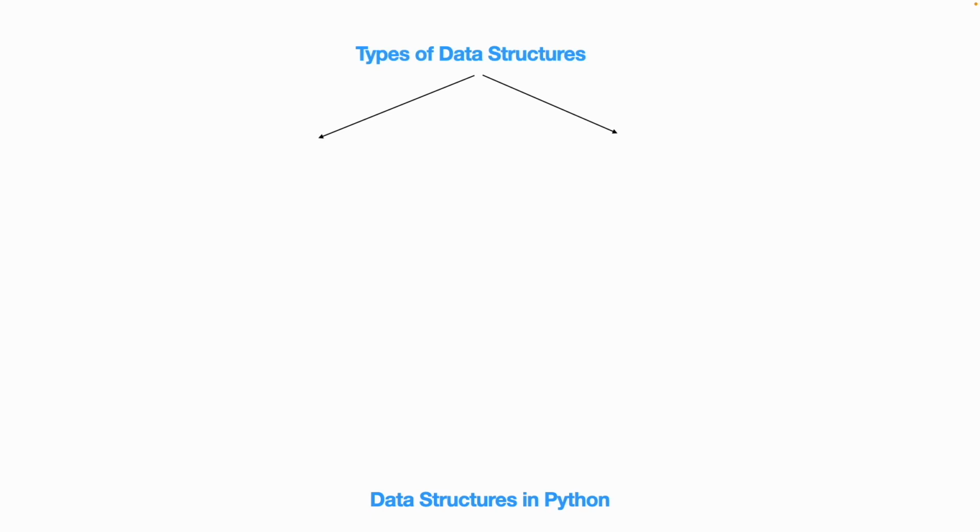So let's take a look at the types of data structures that we'll be looking at in this section. The first one is a mutable data structure, and the second one is an immutable data structure. A mutable data structure is a data structure whose value can be changed.